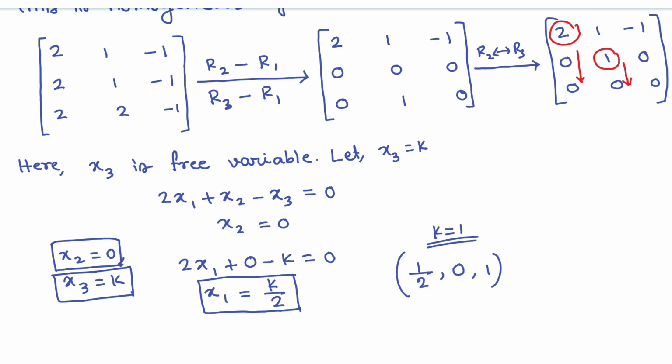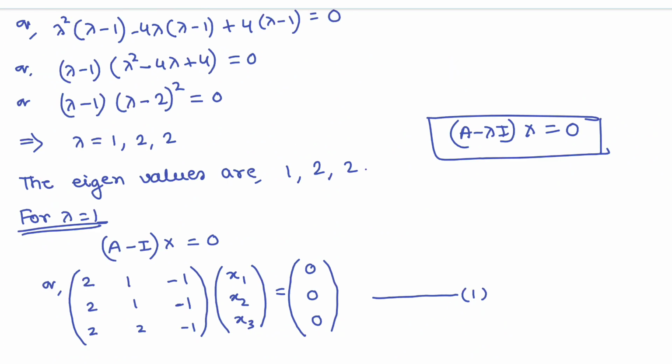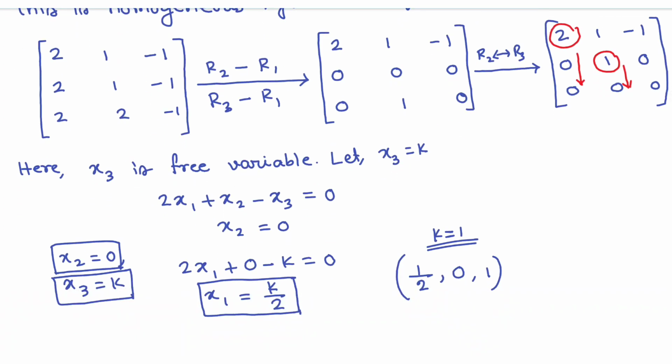So this is half, 0, 1. This is an eigenvector of the eigenvalue lambda equals 1, because this calculation was for lambda equals 1. Clear? So for lambda equals 1, the eigenvector is half, 0, 1. So using the same process we have to find the eigenvector for the second eigenvalue, 2. Now for lambda equals 2, same process.